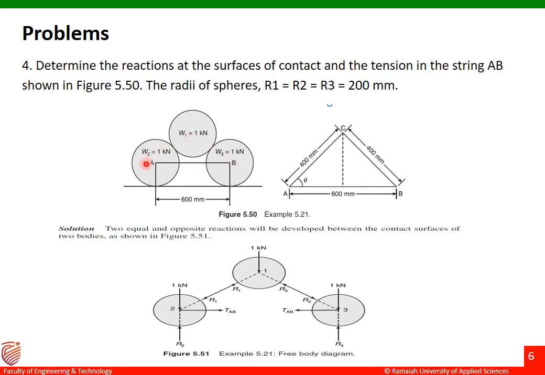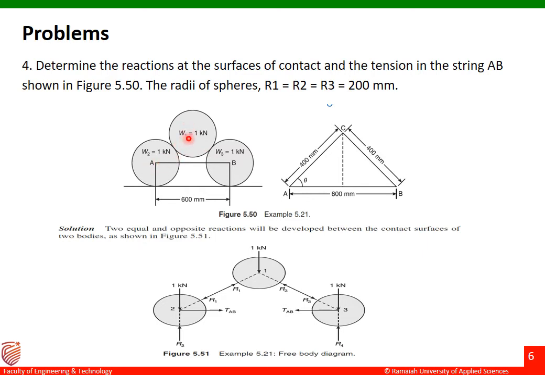There are totally three spheres over there. This is my sphere 1, sphere 2 and then sphere 3. Weight of each sphere is 1 kilonewton. And then what is the distance between A and B? It is 600 mm, written over here. And the radii of each sphere is 200 mm. You can see there is point A here, point B here, point C at the sphere 1.